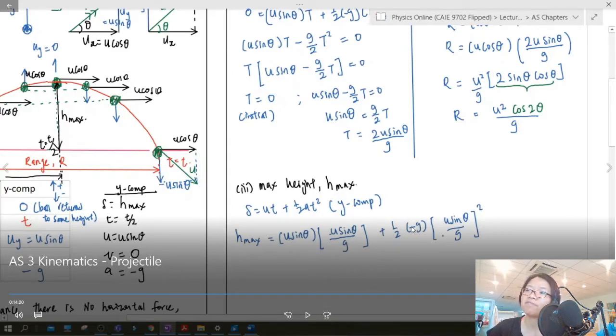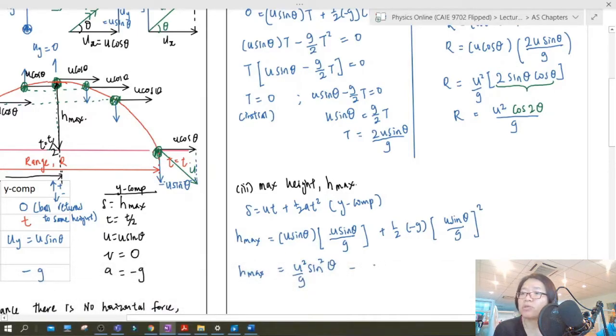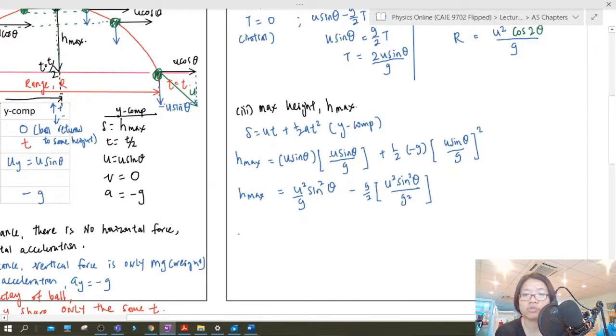And this will be half negative g times u sine theta over g. So I'm substituting this inside here. Alright, so I'm going to simplify this. I'm doing this a bit step by step, so people are not lost. So I'm just going to open the bracket. I get u square sine square theta over g, and negative g over 2 times u square sine square theta over g square. Simplifying the second term, I'll get u square over g sine square theta minus, can cancel off the g, u square sine square theta over 2g.